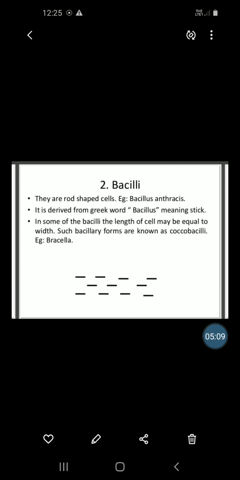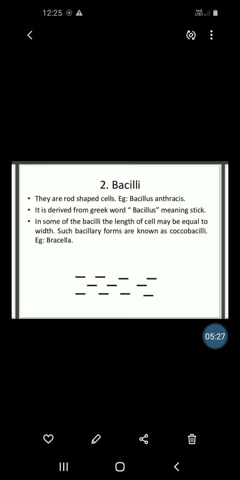Such bacillary forms are known as cocobacilli. If the length and width of bacilli is equal, then it is called cocobacilli. Keep in mind what I am saying. If the length and width of bacilli is the same, then it is called cocobacilli. For example, Brucella. Here we can see the actual structure of bacilli.